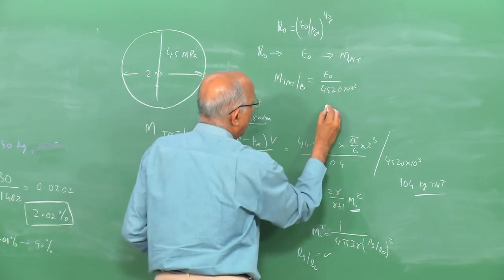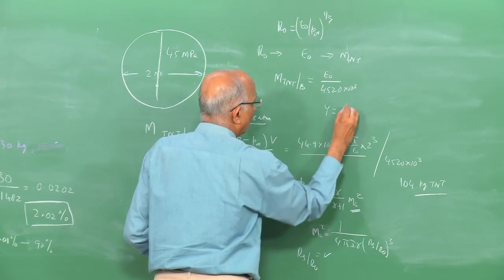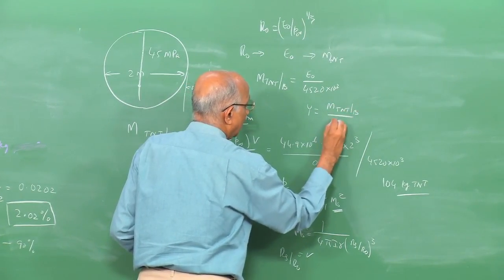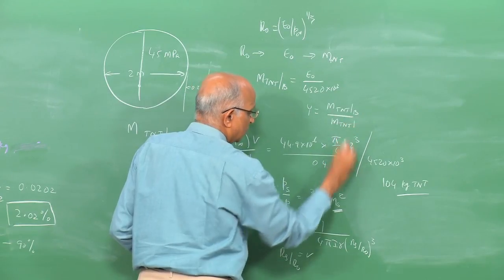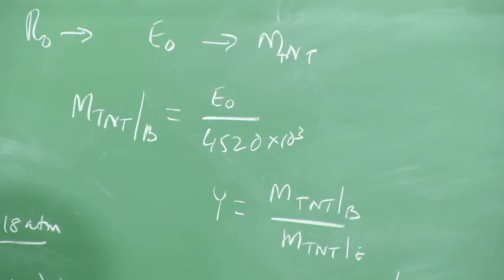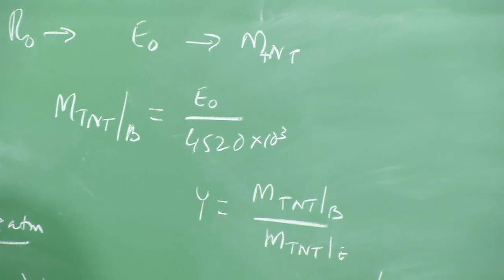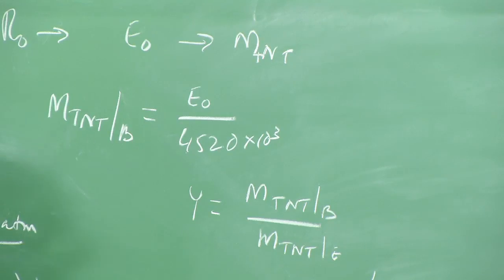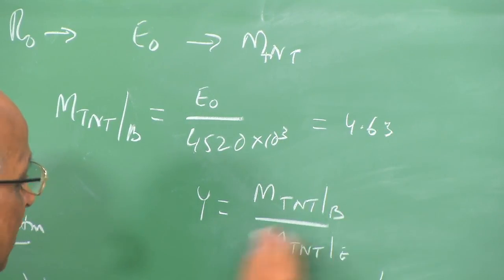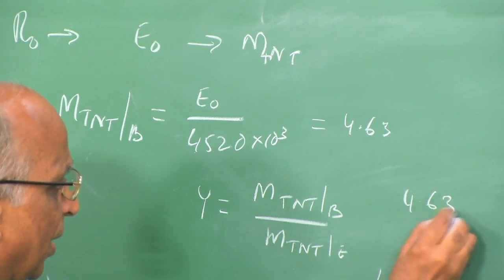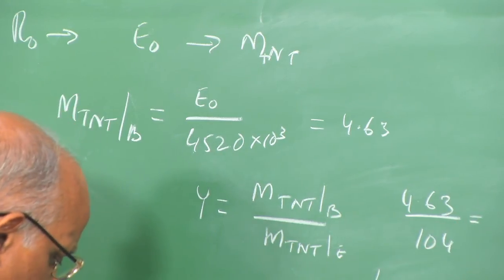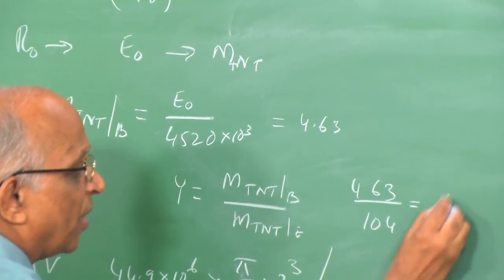I know the mass, and therefore I get the yield as the mass of TNT for this blast divided by the mass of TNT based on the energy. Energy basis is 104 kg, the value for the blast comes out to be something like 4.63 kg, and therefore the yield of the explosion is 4.63 divided by 104, which is something like 4.5% yield.